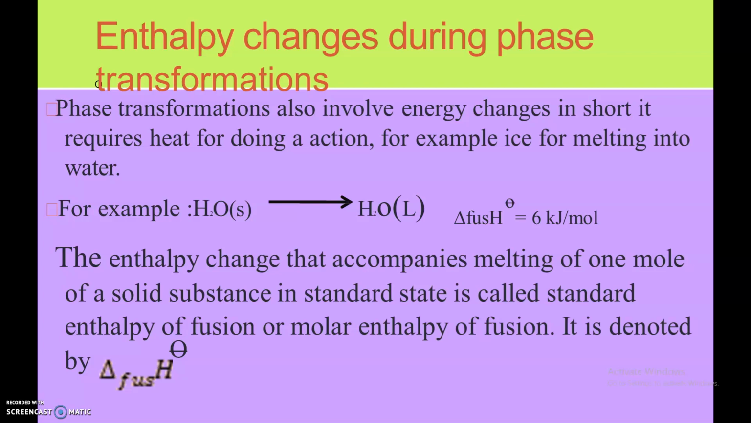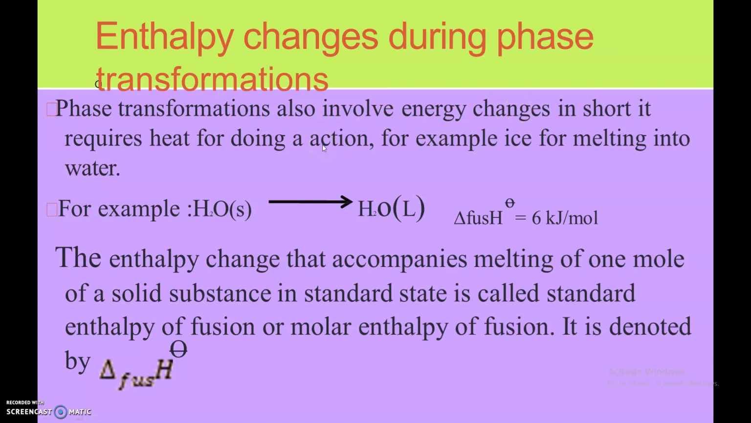We know if a substance changes from one state to another, that is solid to liquid, liquid to gas, there will be some enthalpy changes. Certainly there will be enthalpy changes. We will see what the enthalpy changes are in these things. So phase transformations also involve energy changes.